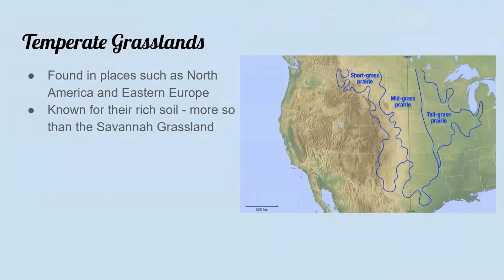Now, the second type of grassland is the temperate grassland. So these are going to be very similar to our savanna grassland, but will be found in places such as North America and Eastern Europe. The soil is going to be different in the temperate grassland. It's going to be more rich, which yields a more abundant growth of grasses. But as you can see, it covers the Midwest section of the United States and North America.